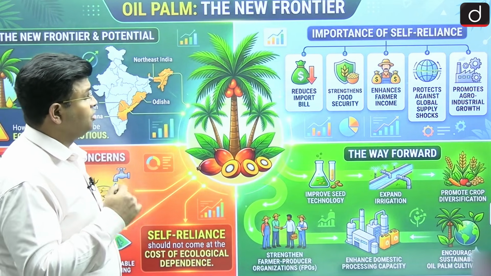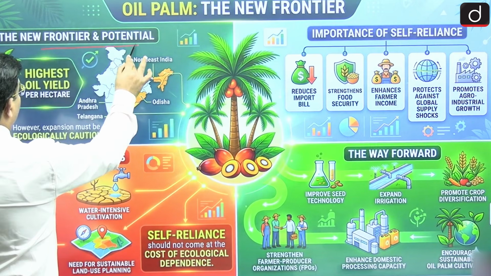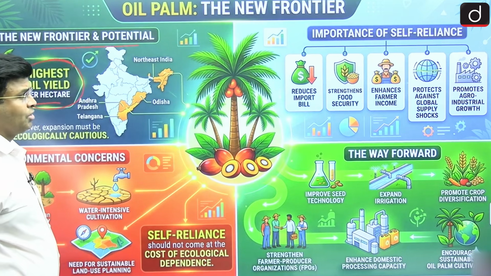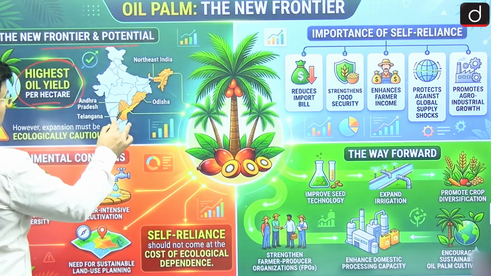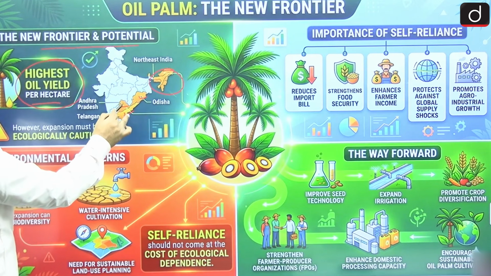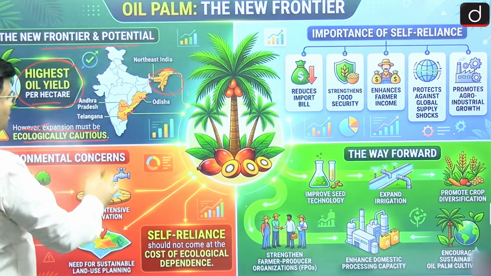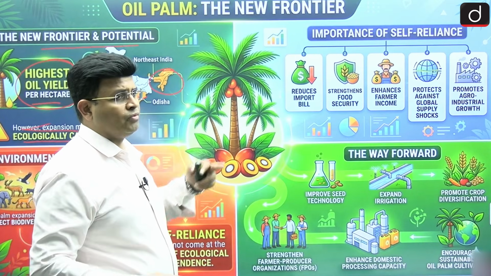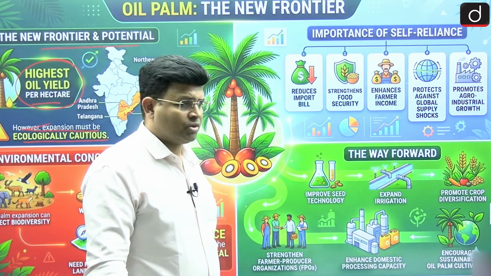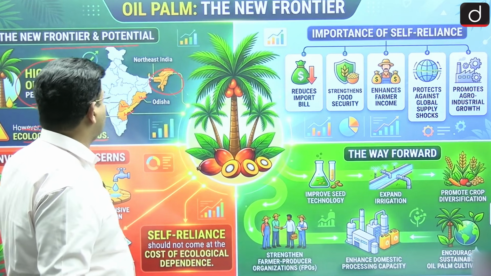Another one, oil palm, the new frontier we have to improve. In the present time you can say it is the new frontier and potential, with the highest oil yield per hectare, the highest oil being produced. You can say this is in the states of Andhra Pradesh, Telangana, Odisha, and in Northeast India. However, expansion must be ecologically conscious. If we are growing oil palm, it should not be at the cost of environmental loss. Is it okay? It has very high yield per unit of area, per hectare.